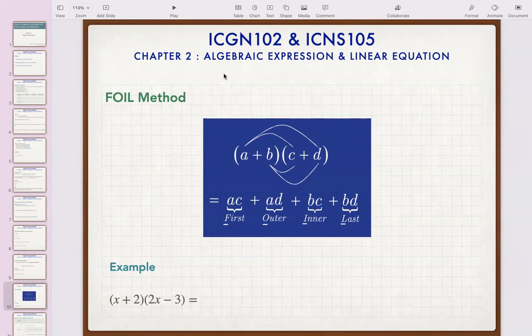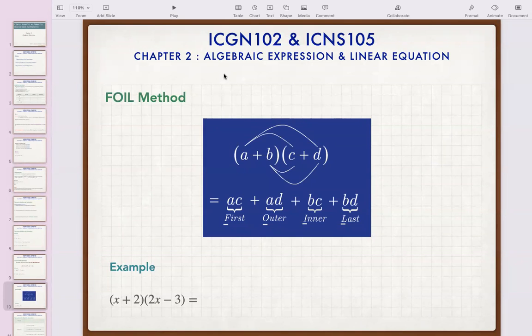Actually, you may have studied other methods before. But the reason why I introduce the FOIL method is that you can do everything systematically, and in the future, if you have to multiply like this, you have a system to multiply. Otherwise, when you multiply haphazardly or randomly, sometimes you multiply some terms repeatedly. So if you use the FOIL method, it will be easy for us.